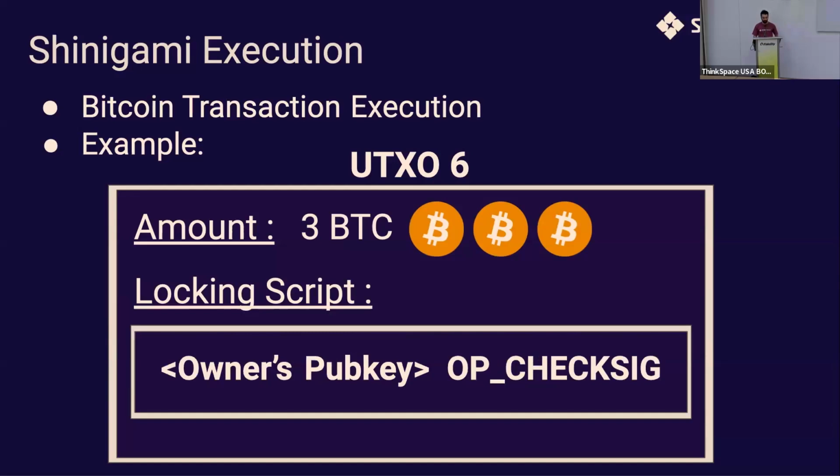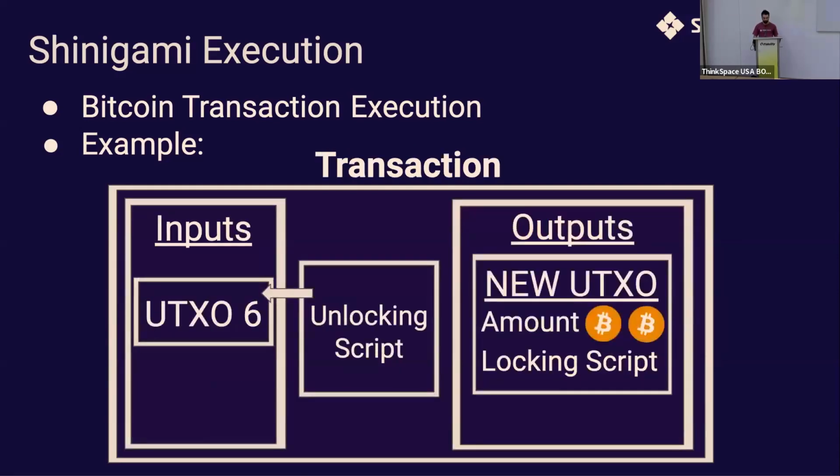It essentially consists of 2 opcodes. The first is an opcode that pushes the owner's public key onto the stack. So if you own UTXO6 and you want to be able to spend it, then you should have the private key that links to this public key in the locking script. And then the last opcode is OP_CHECKSIG, and we'll go into that.